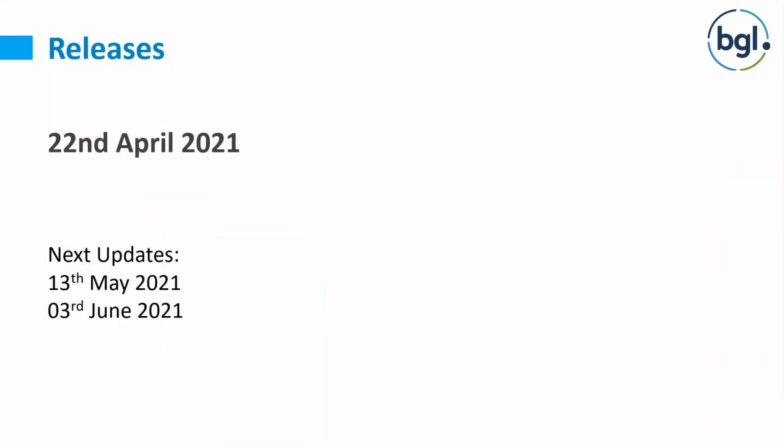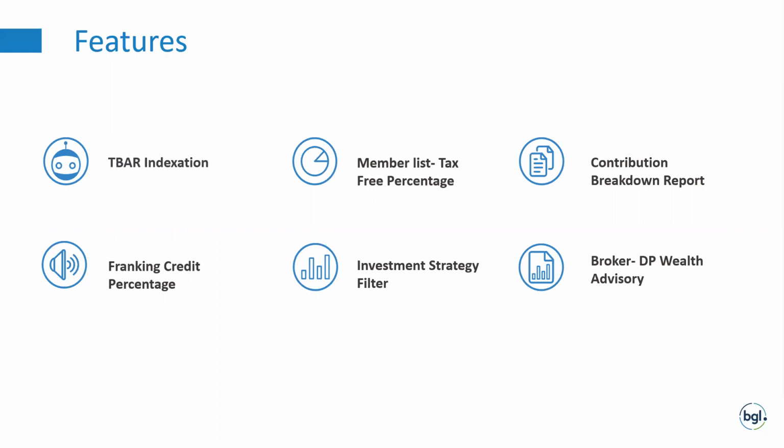So just to give you a quick highlight of how we are tracking in terms of releases. Today I'll be going through the 22nd of April release. We've got one slated for next Thursday, followed by another release 3 weeks later, which is in the first week of June. Here's what we're covering in terms of Simple Fund 360 features. We'll start off with the first cab off the rank, which is T-bar indexation, which I'm assuming a lot of you have tuned in today for.